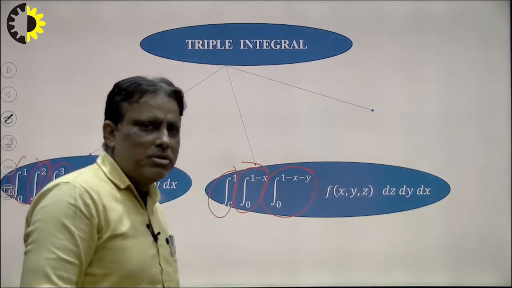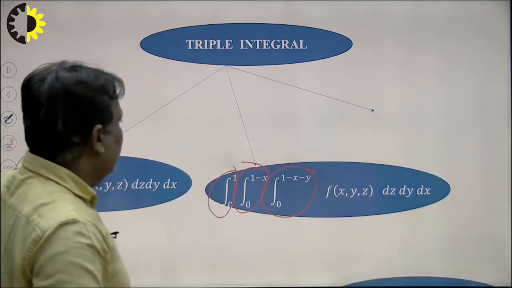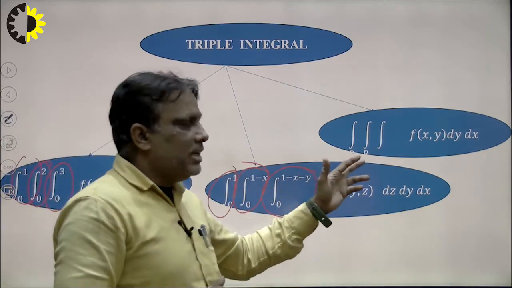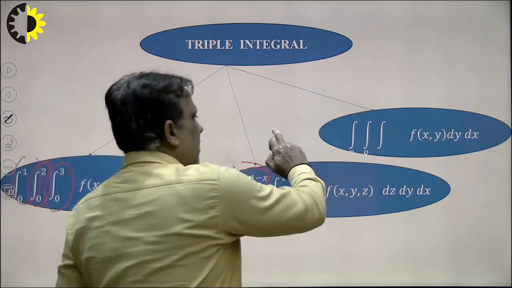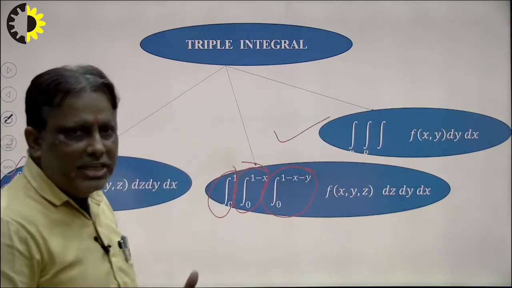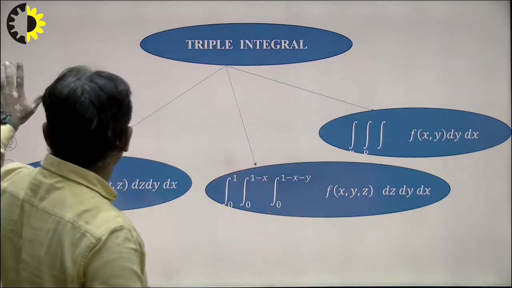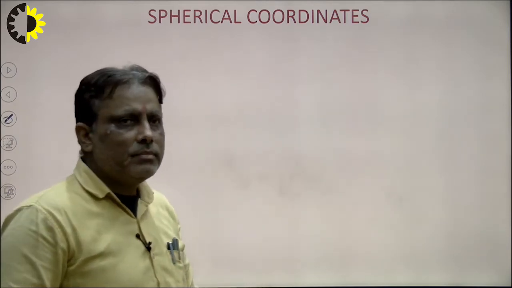So in these terms we calculate the triple integration term by term. After the third integration, if the region is given, that means the limit is not given, in this case we have the region, we draw the diagram and we take the limit with the help of the diagram. So in this way there are three cases, and I explained in the previous lecture how to take the limit with the help of a diagram.